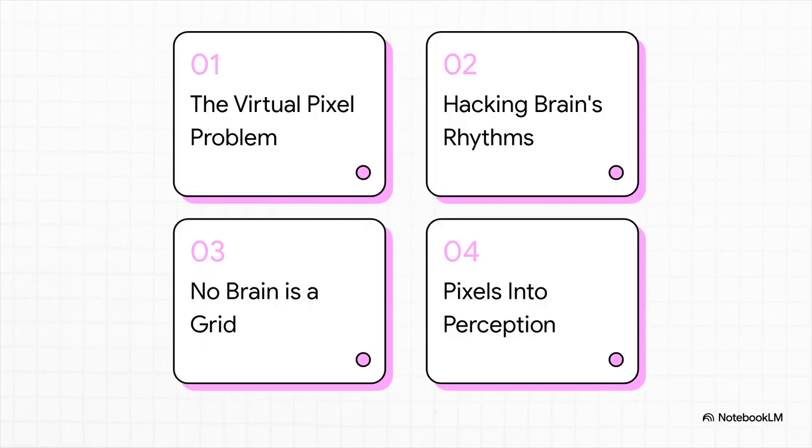Now, going from one single pixel to a clear, useful image is, as you can imagine, filled with some fascinating challenges. So here's our journey for today. We're going to tackle 4 of the biggest hurdles scientists are facing, what I'm calling the virtual pixel problem, then how to hack the brain's natural rhythms, the inconvenient fact that no brain is a perfect grid, and finally, how you turn all those pixels into actual perception.